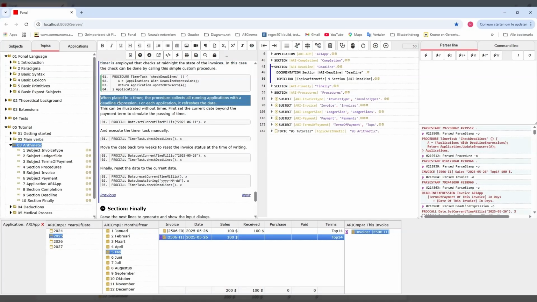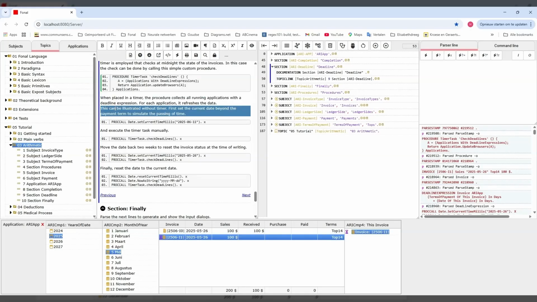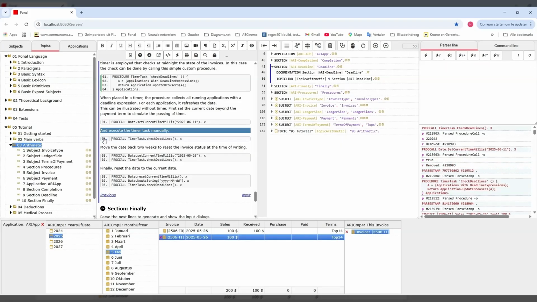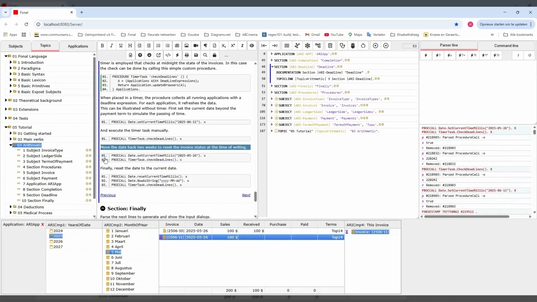When placed in a timer, the procedure collects all running applications with a deadline expression. For each application, it refreshes the data. This can be illustrated without timer. First, set the current date beyond the payment term to simulate the passing of time. And execute the timer task manually. Move the date back 2 weeks to reset the invoice status at the time of writing. Finally, reset the date to the current date.